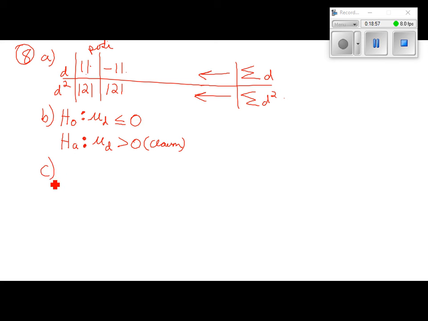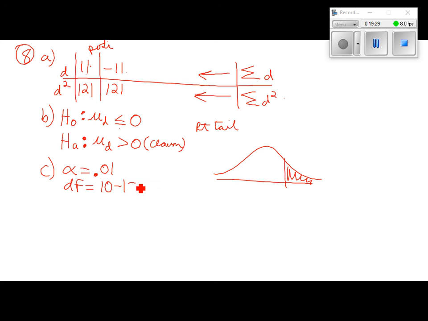Part C, we use the T-chart again because we've got a small sample size. We should have said up here, if we have this, then it's a right tail. So when we go to draw our graph, it's going to be here. Since we got small samples, we need the alpha, which in this case is 0.01, and we need the DF, which is just n minus 1.